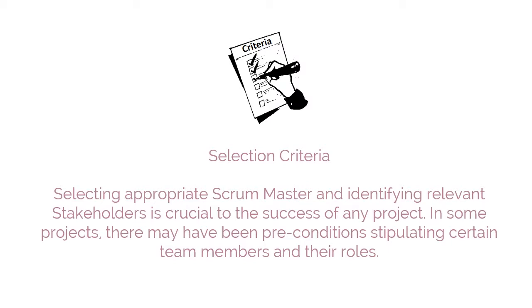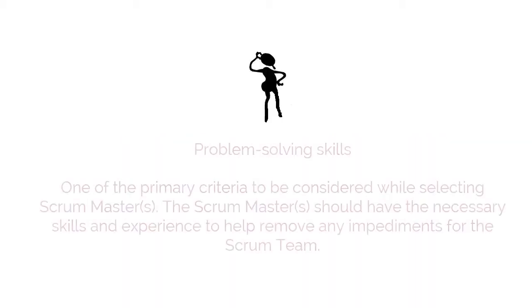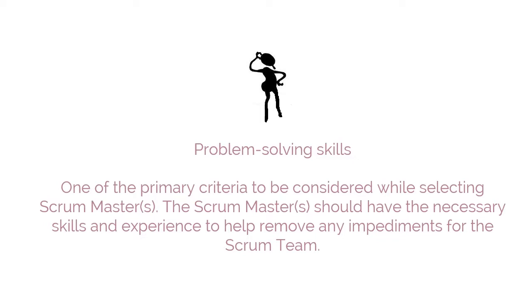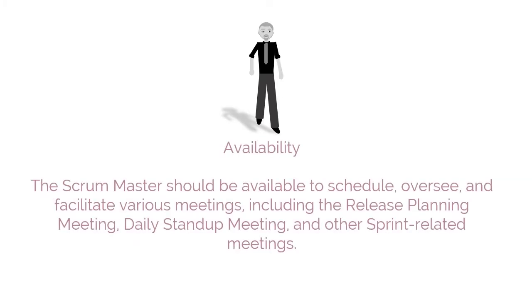Selection criteria. Selecting appropriate Scrum Master and identifying relevant stakeholders is crucial to the success of any project. In some projects, there may have been preconditions stipulating certain team members and their roles. When there is flexibility in choosing Scrum Masters, the important selection criteria are problem-solving skills. This is one of the primary criteria to be considered while selecting Scrum Masters. The Scrum Master should have the necessary skills and experience to help remove any impediments for the Scrum team.